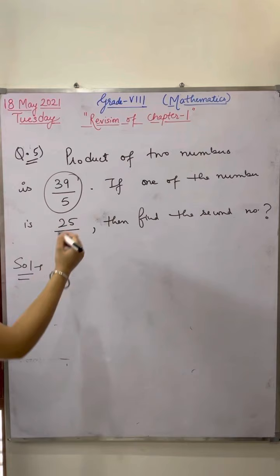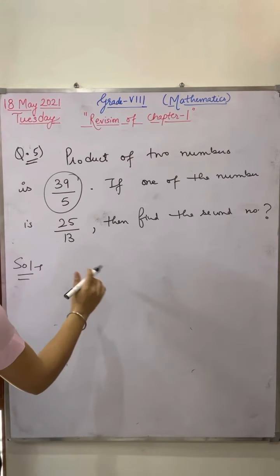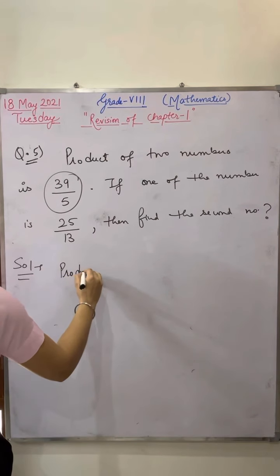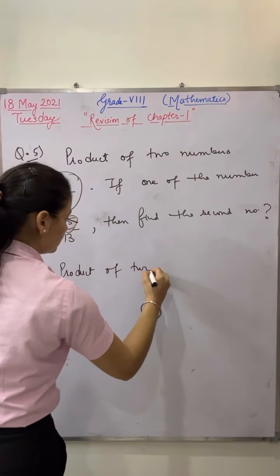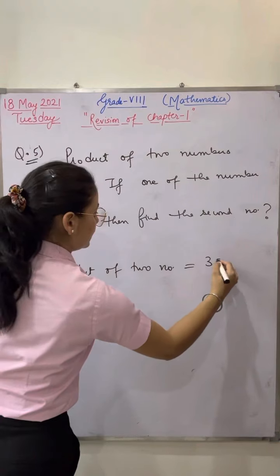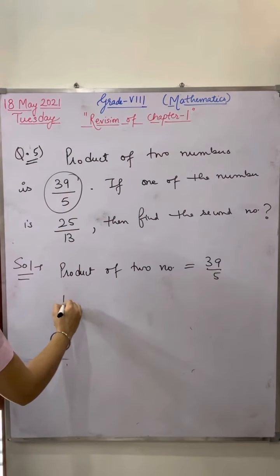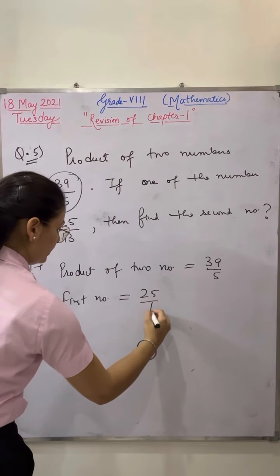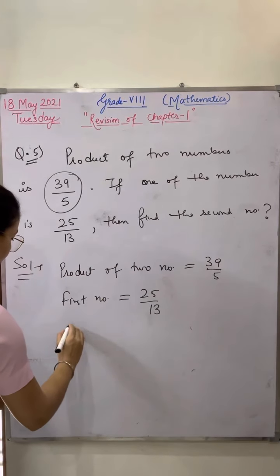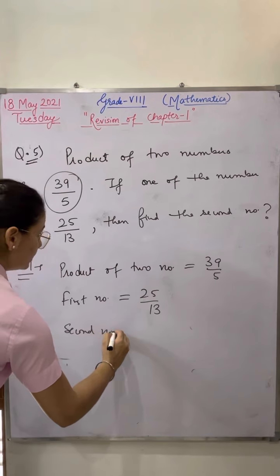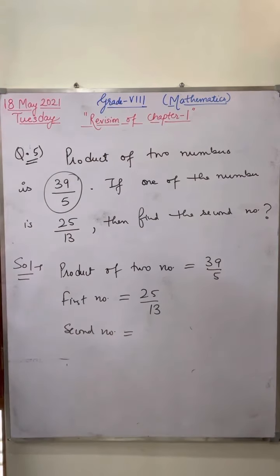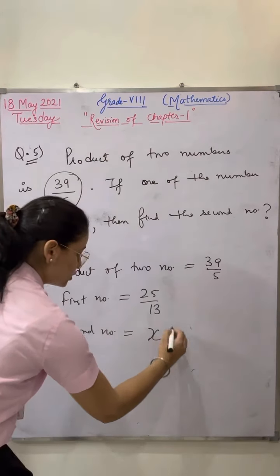Good morning, ma'am. Good morning. How can we write, Swayam? Ma'am, first of all, we write product of two numbers is 39 by 5. Very good. 39 upon 5. Okay. First number you have to write. The first number is 25 by 13. Okay. Second number is. Ma'am, in the second number we will write 25 by 13 divided. Yes, yes. Okay, you can write the second number as x also.